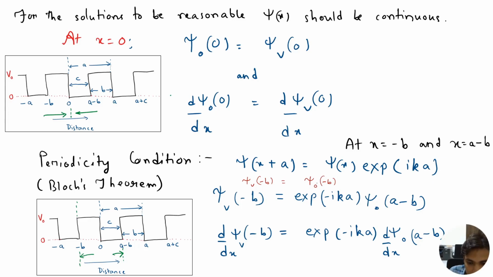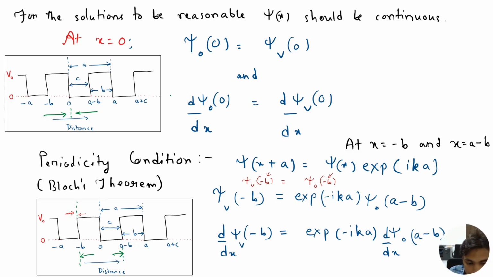So what we are doing is, we are looking at the minus b position. At minus b, psi v of minus b stands for this, and psi naught of minus b stands for this. So the wave function has to be continuous at this point. That's what we mean. Understood?